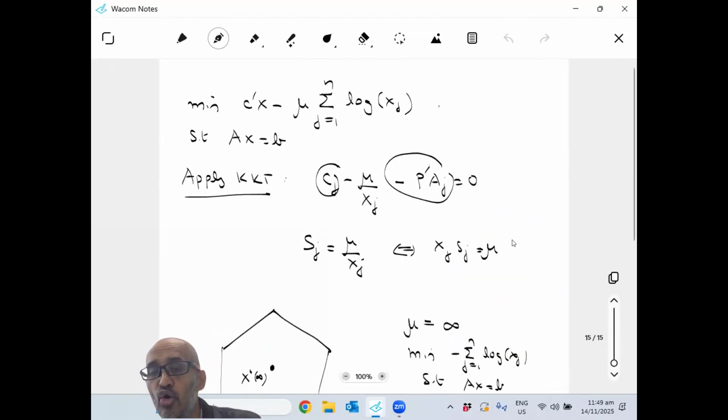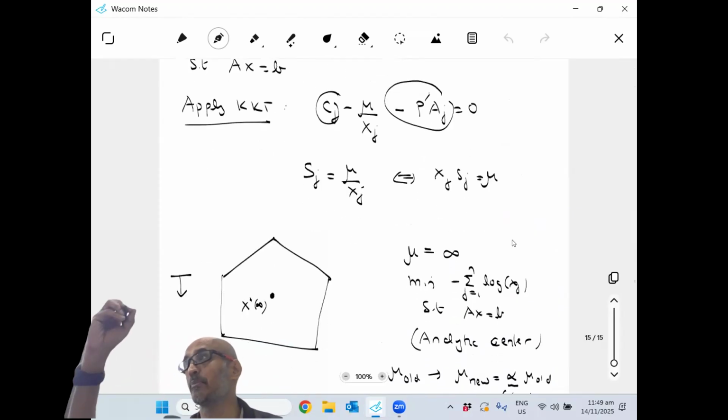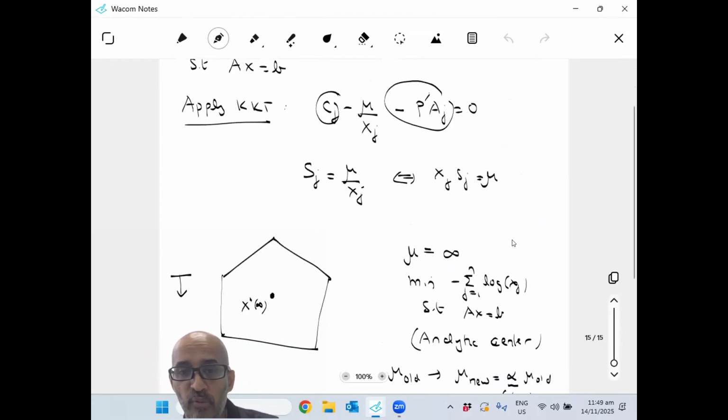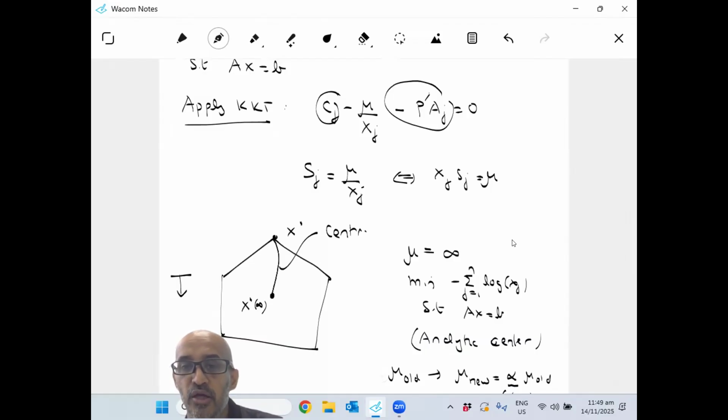So you're going to basically create a path. Obviously, the optimal solution here for the LP is this one, if C is decreasing this way. You're going to create what is called a path of solutions, which is called the central path in interior point methods. As mu decreases, your solutions x star of mu are tracking this path.